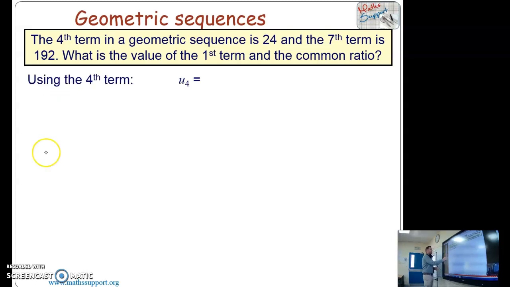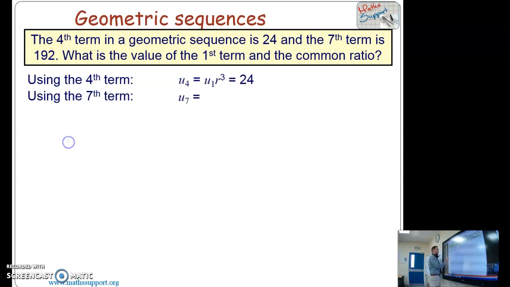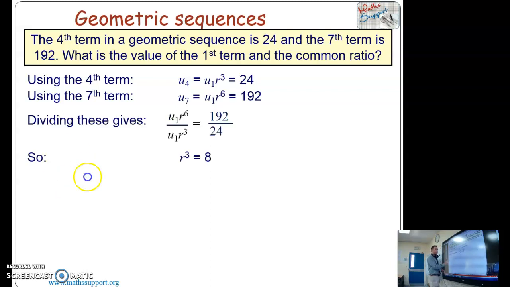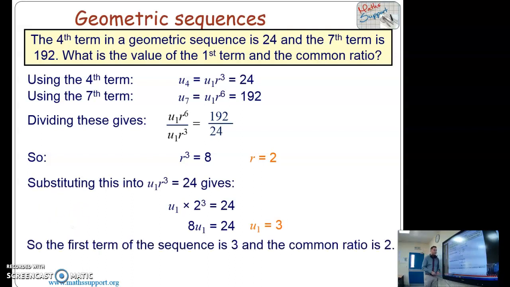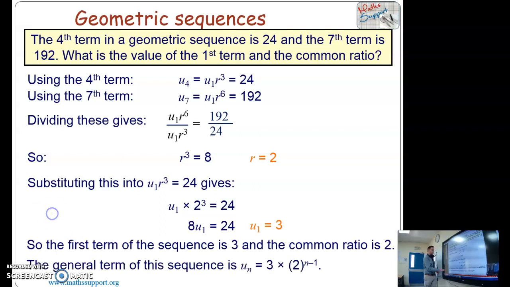So, using the fourth term, let's substitute all the values we've got there. N minus 1 gives us the power of the ratio, and then we use the seventh term there, and then we divide those two together. Very similar to the last question, we get a ratio of 2, and then when we substitute in, we can find the value of the first term, which is 3 in this case. And there we go. All right.